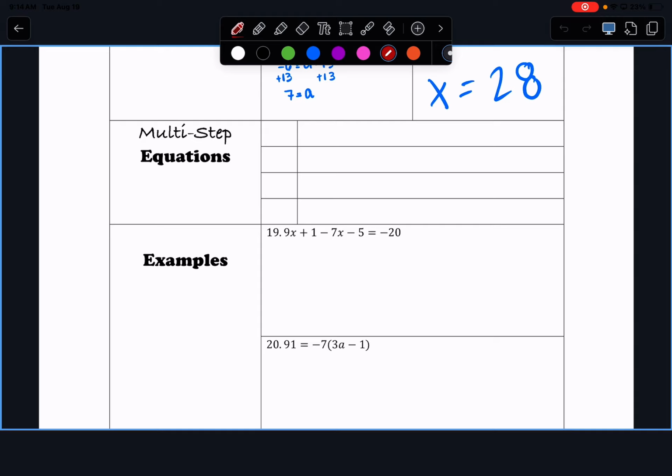So the first thing we're going to look for in a multi-step equation is anything that we need to distribute. Because any parentheses is going to cause us to not be able to combine like terms to do all the things we need to do. So first things first, we're going to distribute if necessary.